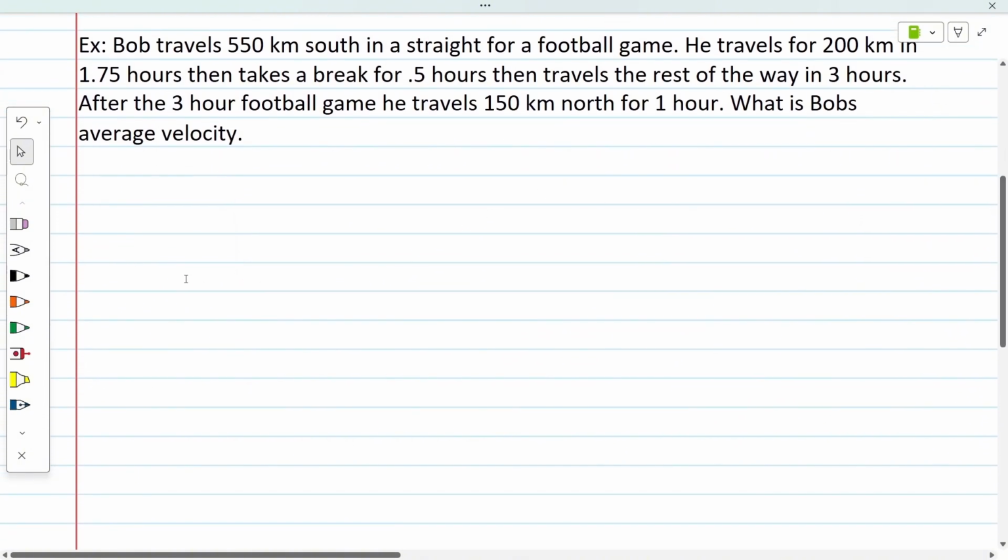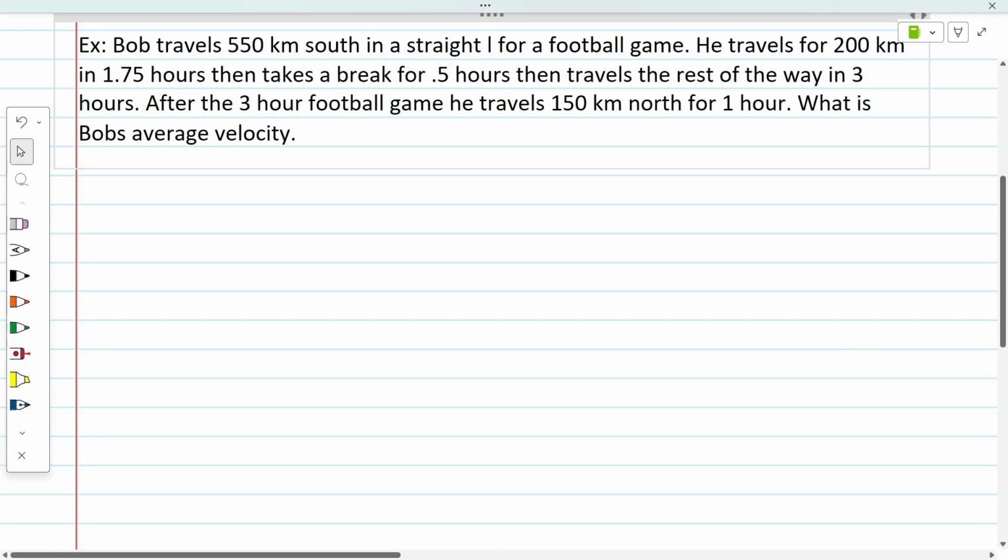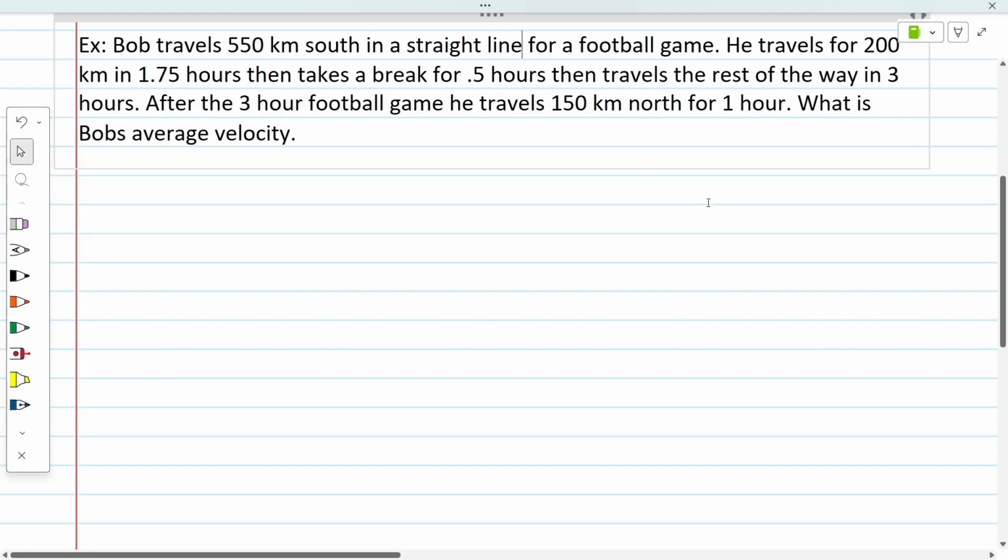We have Bob traveling 550 kilometers south in a straight line, is what that should say, for a football game. I'll just fix this real quick. He travels for 200 kilometers in this amount of time. Then he takes a break for half an hour and travels the rest of the way in 3 hours. After the 3 hour football game, he travels this much north for 1 hour. What is Bob's average velocity?